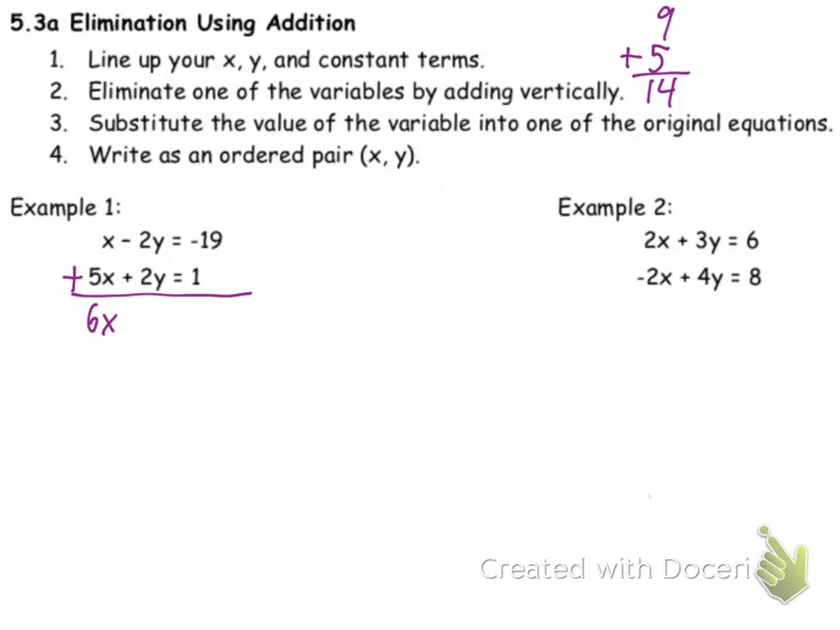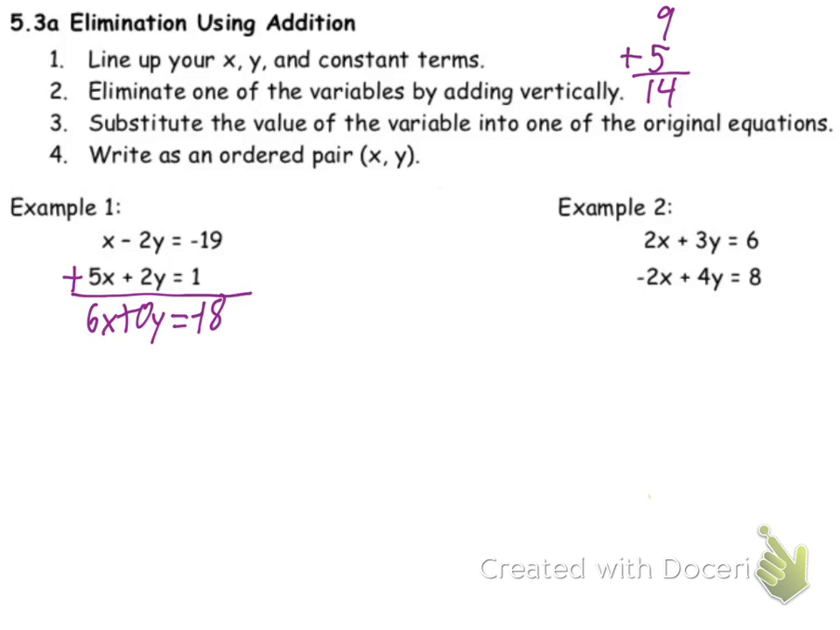Yes, sir. What is negative 2y plus 2y? 0. Negative 2y plus 2y. What's negative 2 plus 2? 0. So it's plus 0y equals, because the equal stays lined up, what's negative 19 plus 1? Negative 18. Good. Now, this is our new equation we formed. We add these equations, we combine them in this way, and now we form a new equation.